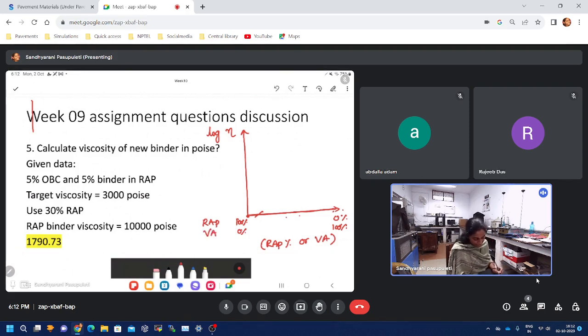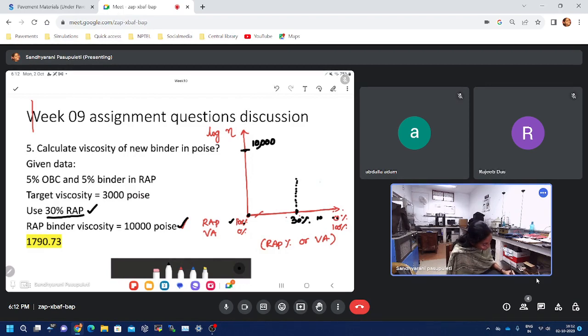So let us mark the given data. It is given that the RAP binder viscosity is 10,000 poise. That means if there is only RAP, the binder viscosity is around 10,000. When the RAP is 100%, the viscosity is 10,000. And it is also given that 30% is the RAP. So we know RAP is 100 here, 0 here. So 0, 10 might be here, and somewhere here it is 30%. So the RAP percentage is 30%. Let us keep that, and the RAP binder viscosity we have kept.